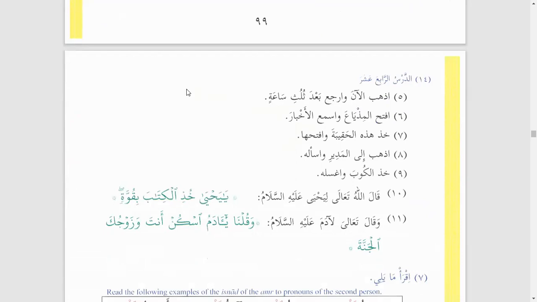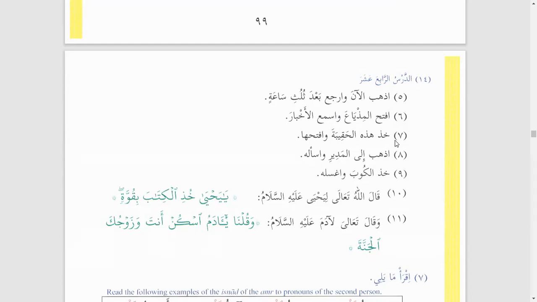اذهب الآن وارجع بعد ثلث ساعة. Okay, excellent. ثلث ساعة. اذهب الآن وارجع بعد ثلث ساعة. Excellent. So go now and come back after 20 minutes. We have nisfun or thuluthun or rub'un. So nisfun is half, thuluthun is 1/3, and rub'un is 1/4.